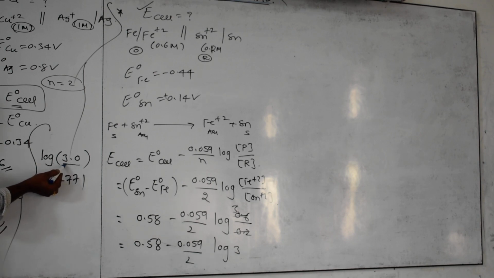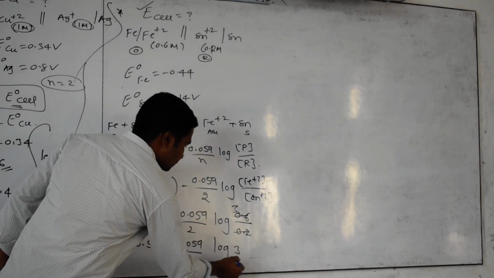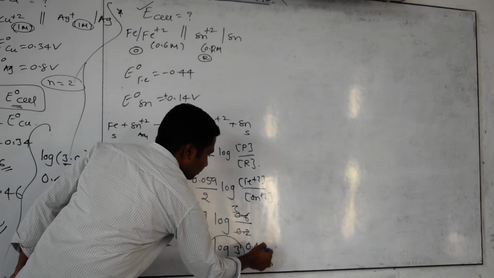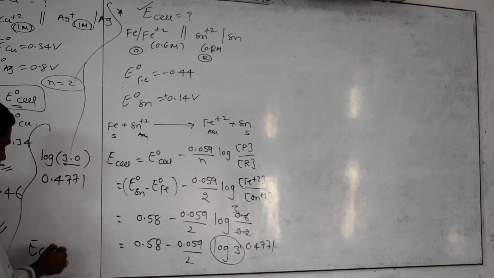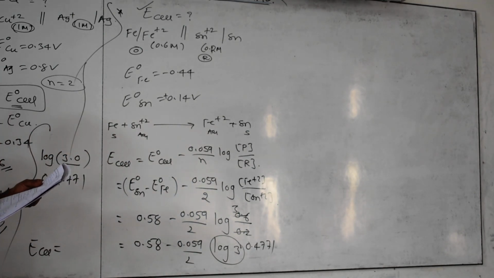Logarithm, before the decimal, how many digits? Not the value, the digits. 1, minus 1, 0 point. For 3 you can't get it, from 10 onwards you will get it in the logarithm. So that's why for 30 you have to see 0. It's nothing but 4771. So the log 3 value is 0.4771. To simplify everything, finally the EMF of this cell is equal to how much?